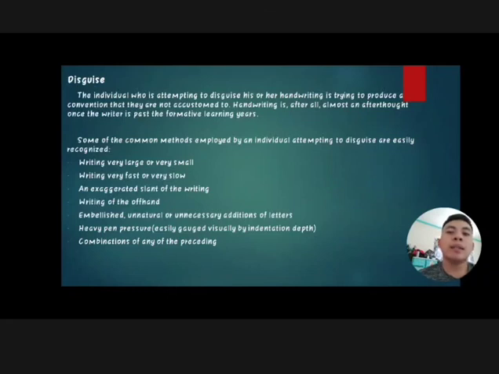Writing very large or very small. Writing very fast or very slow. An exaggerated slant of the writing. Writing with the offhand. Embellishments, unnatural or unnecessary additions to letters. Heavy pen pressure, easily gauged visually by indentation depth. Combination of any of the preceding.